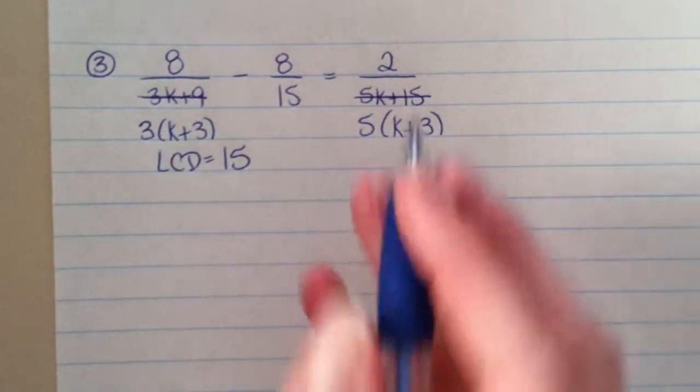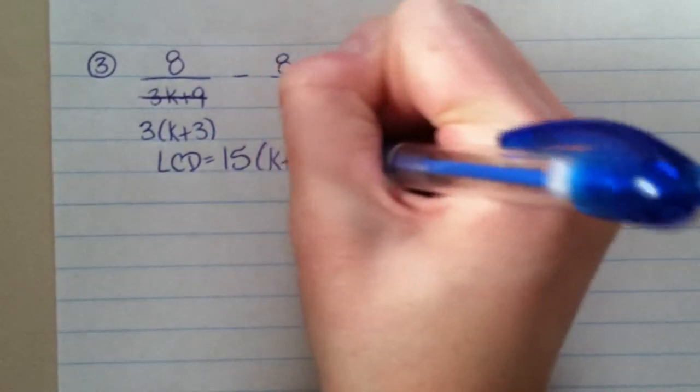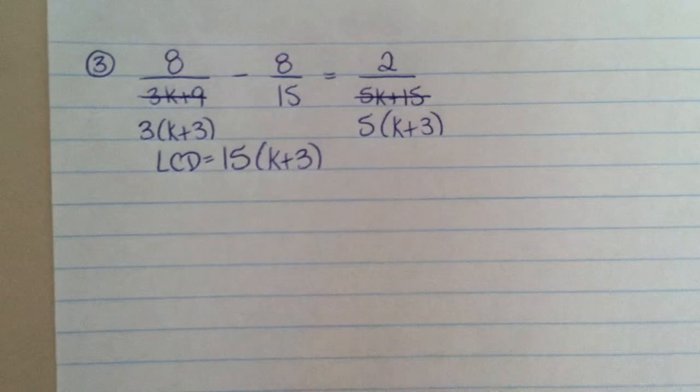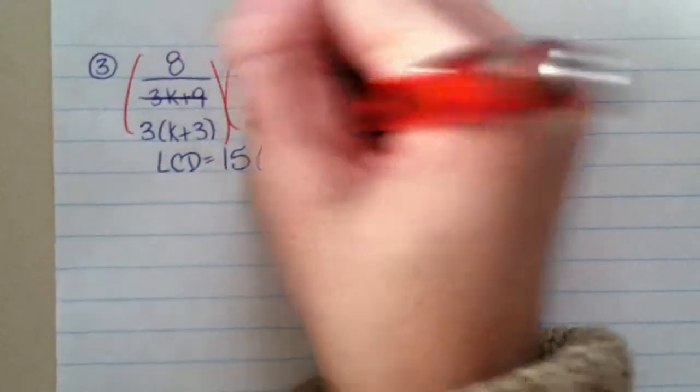Then I have k plus 3 and k plus 3. I have to include all pieces of all denominators for it to be considered the least common denominator. So my least common denominator of this equation is 15 times k plus 3. So that's what I'm going to multiply every single term by.